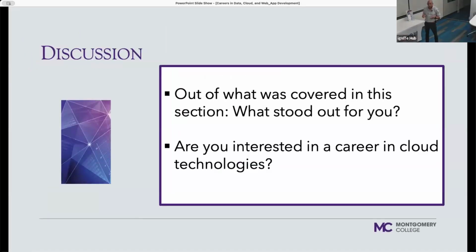All right, so a couple of things. First of all, we're going to do the same thing, a little bit of reflection here. What was covered in this section, what stood out for you, and are you interested in a career in cloud technologies? We're going to allow for a couple of minutes if there are any questions. And then after that, we're going to take a small break, and then we will come back for the rest of the presentation. Any questions here in person or online regarding this? Not? All right, then let's move to the next slide.